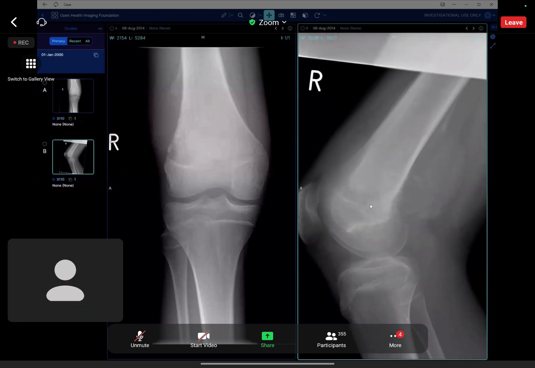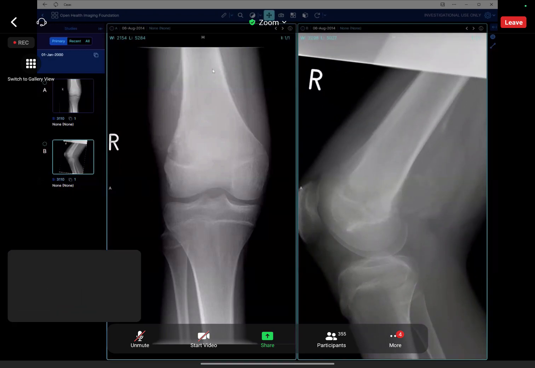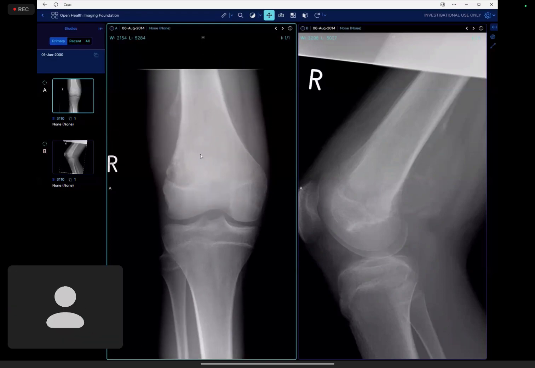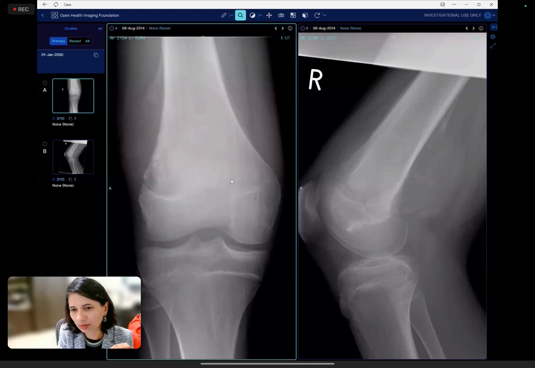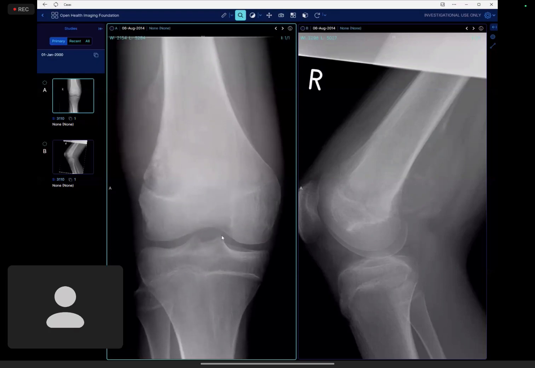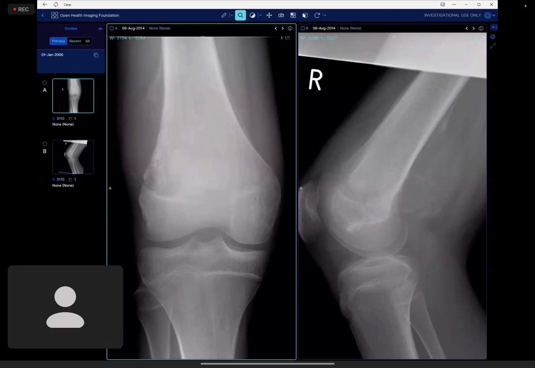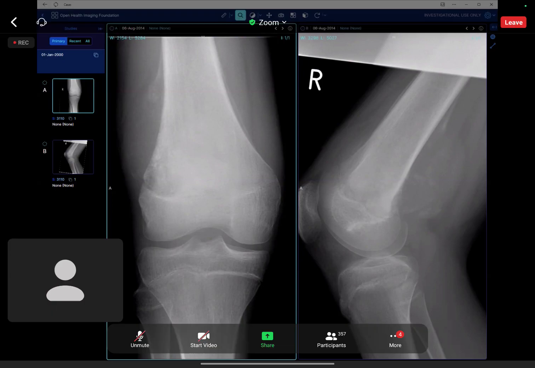So again, on the lateral view, I can appreciate this periosteal reaction posteriorly. It's giving the appearance of a Codman's triangle. There's also abnormal soft tissue posterior to the femur. So I'm concerned here about an aggressive pathology.